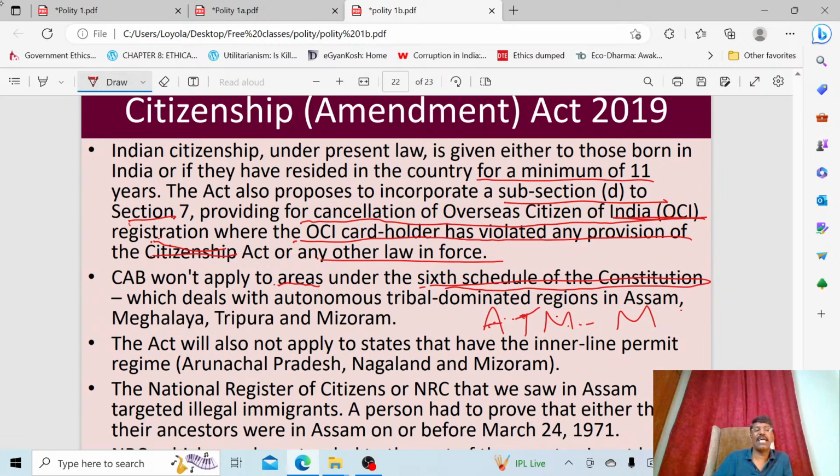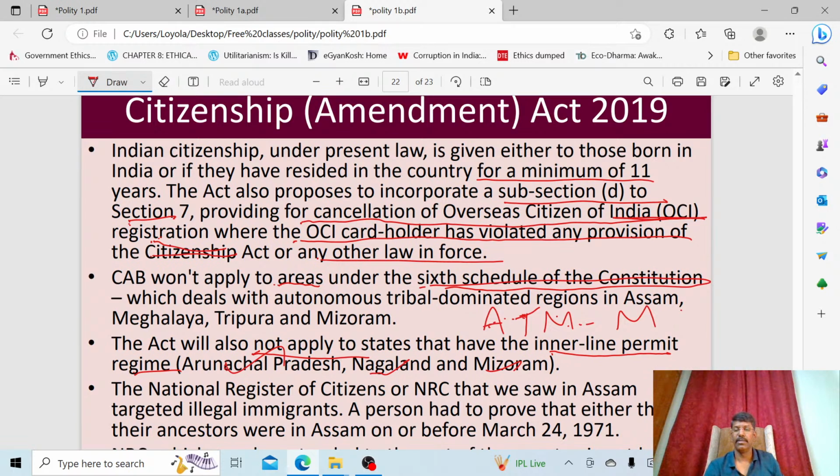And second thing, once the amendment comes into force, it won't be applicable towards the states where the Inner Line Permit is in operation, in the name of Arunachal Pradesh, Nagaland, and Mizoram. There, the eligibility related to this also won't be applicable.